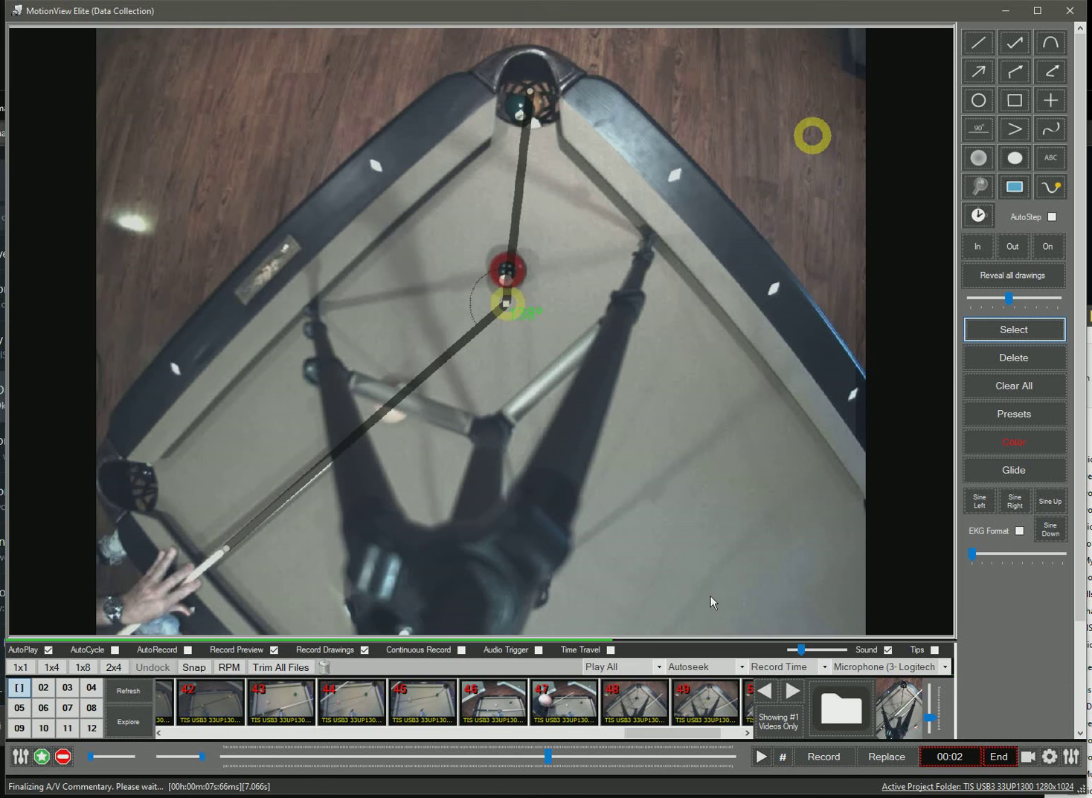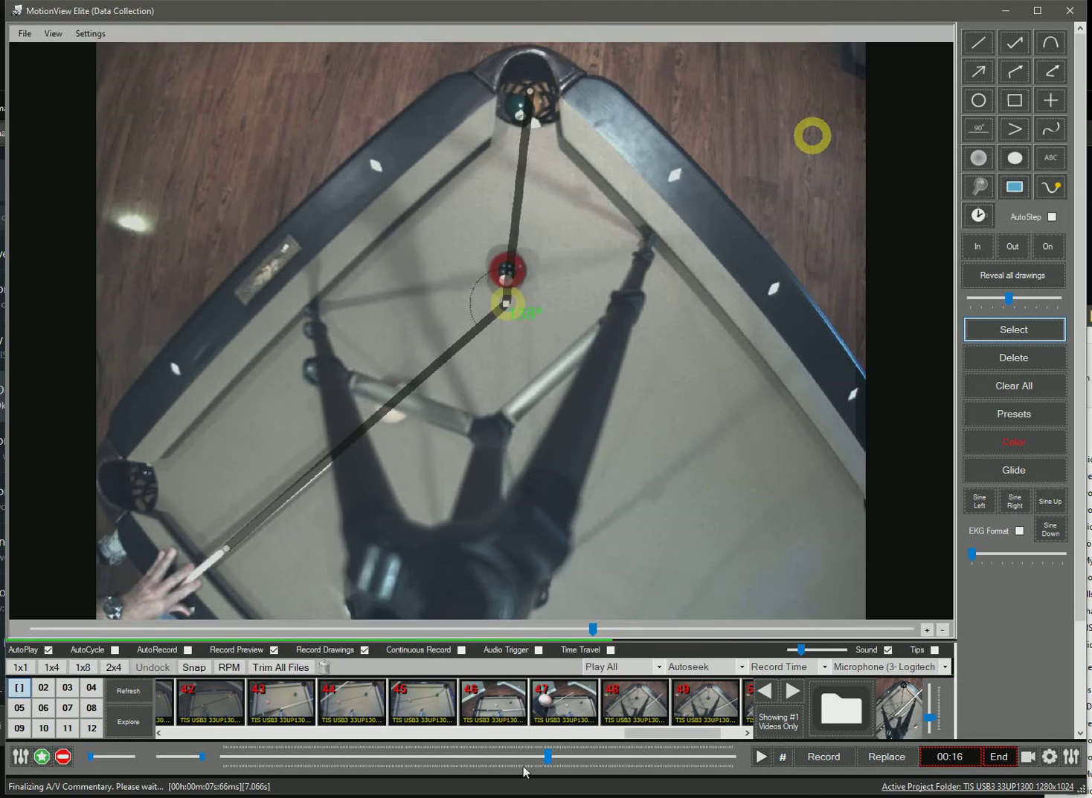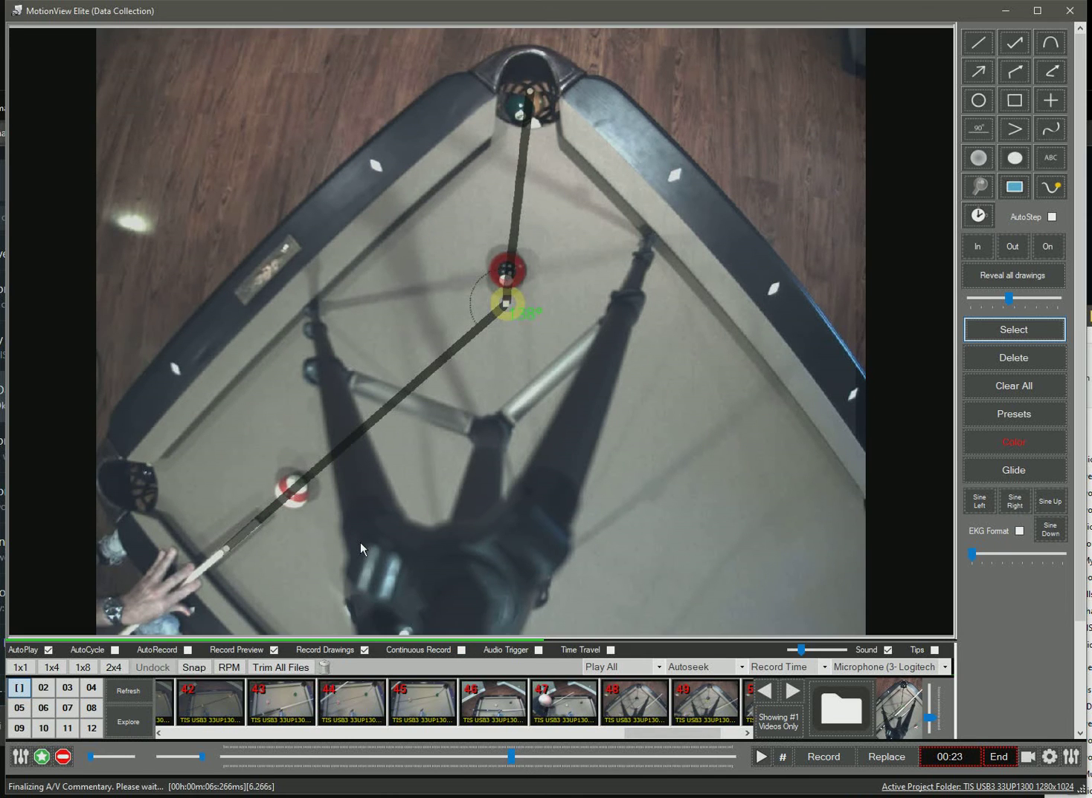Okay, so here's an example of how MotionView could be used for coaching billiards. What I've got is an 8-ball parked underneath the red circle that you see on the table. Next to the red circle is a yellow circle representing the ghost ball position. That is where the cue ball needs to be sent when it makes contact with the 8-ball in order to get the 8-ball on the line. It needs to go into the pocket.